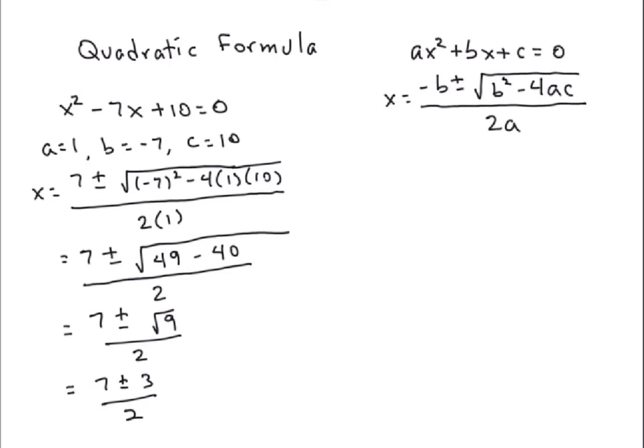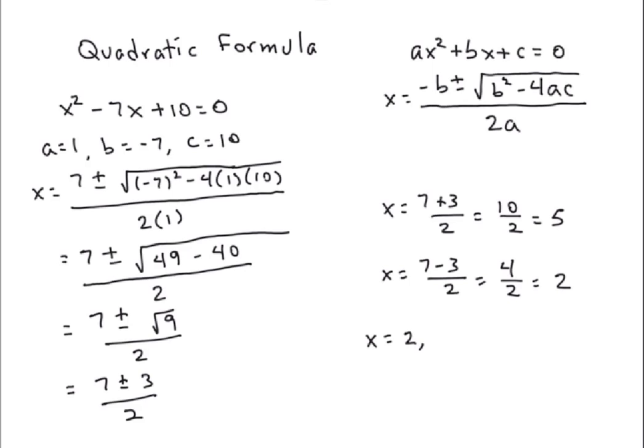And now at this point, we probably want to split this up into two separate solutions. We get x equals 7 plus 3 over 2, which is 10 over 2, 5. And x equals 7 minus 3 over 2, which is 4 over 2, which is 2. So our two solutions are x equals 2 and 5. Now, in this case, we could have gotten this from factoring, but this will allow us to solve polynomial equations of degree 2, even if it doesn't factor.